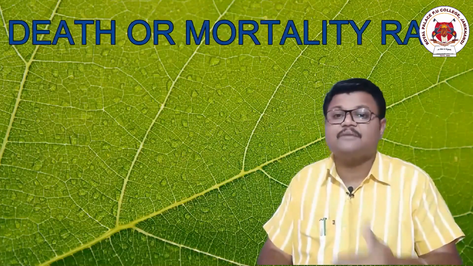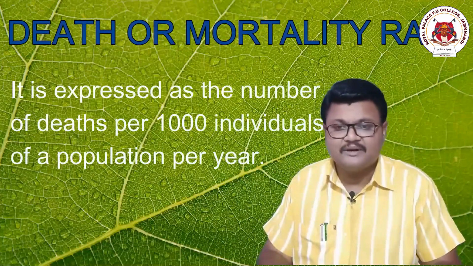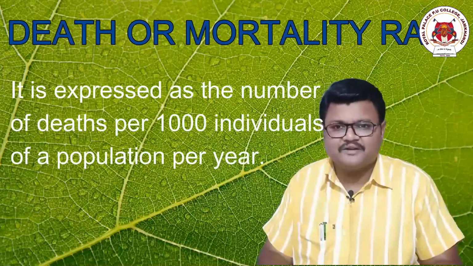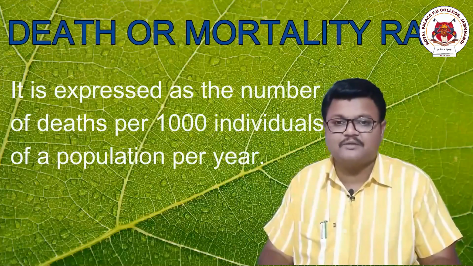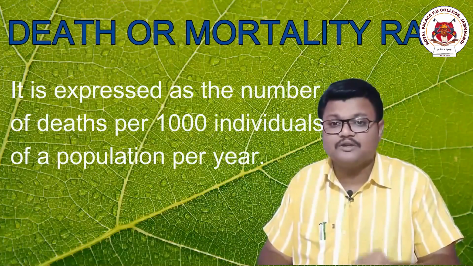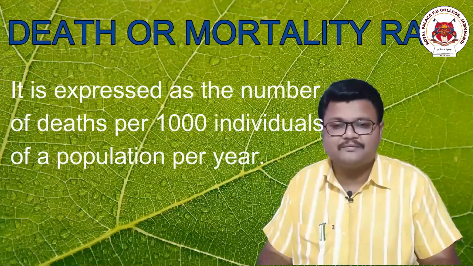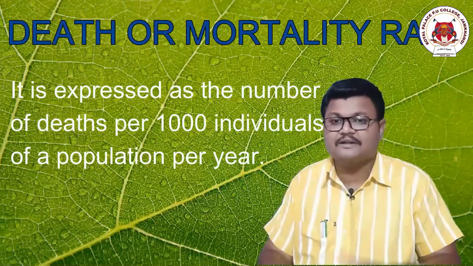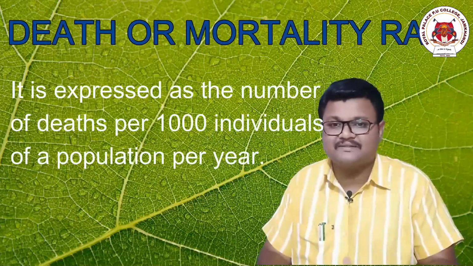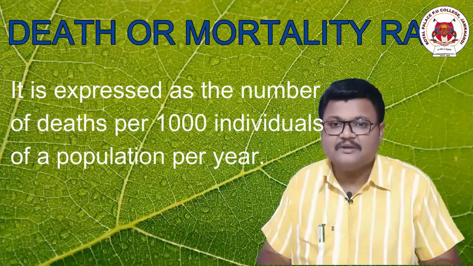We'll enter into the same kind of definition, taking death rate as an example. Death rate is also called mortality rate. It is also the same kind of definition, but instead of births, we have to take the number of deaths. Out of 1000 individuals, how many deaths took place in a year is called the death rate or mortality rate. It can be expressed as the total number of deaths per 1000 individuals per time, taking 1 year.